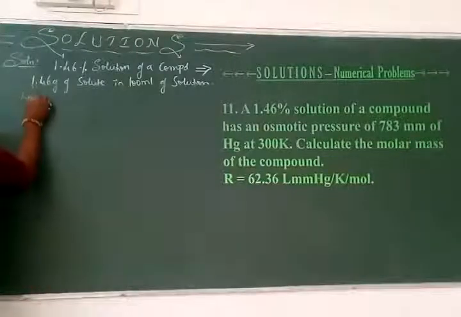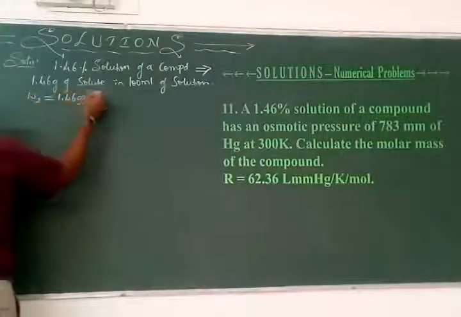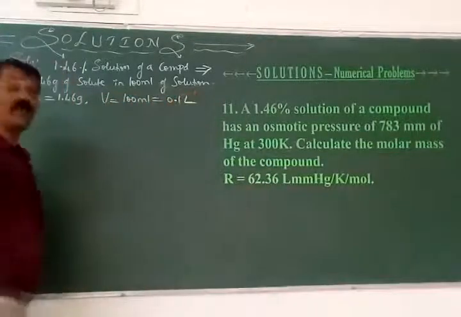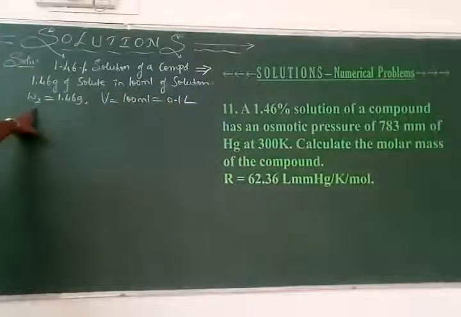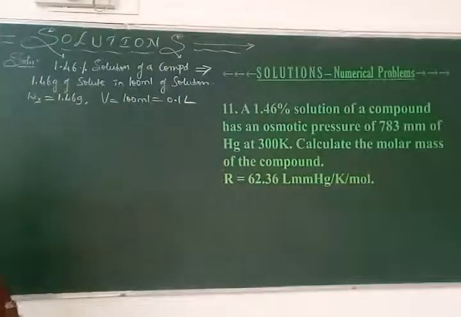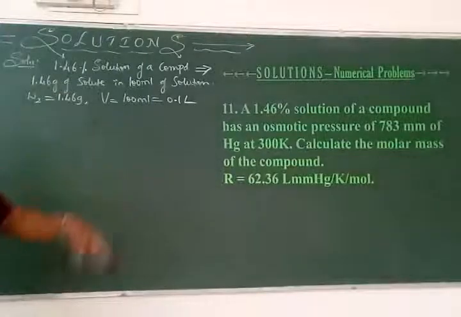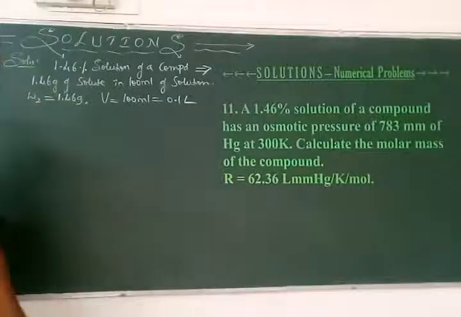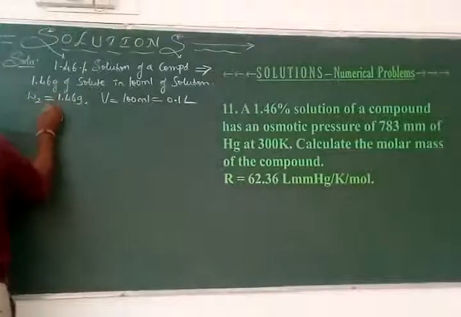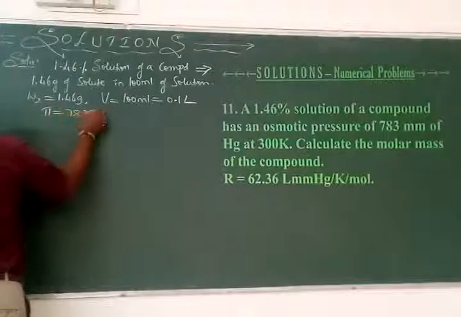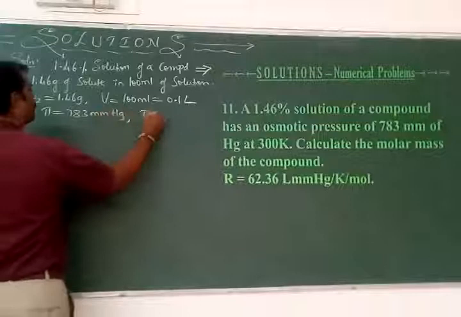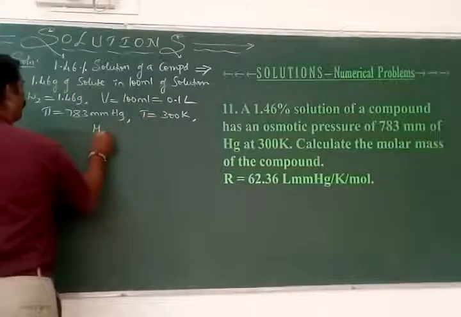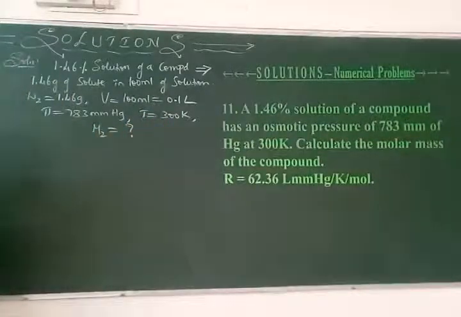Therefore, W2 is equal to 1.46 grams and V is equal to 100 ml. That is equal to 0.1 in terms of liter. Why? Solute is 1.46 and the volume of that particular solution is 100 ml. As it is in liter millimeter, 100 ml can be written as 0.1 in terms of liters. Okay. Then it is having an osmotic pressure. Pi is given as 783 in terms of millimeter of mercury at a temperature recorded of around 300 Kelvin, and we have to find the value of which one? M2, the molecular mass of the solute.